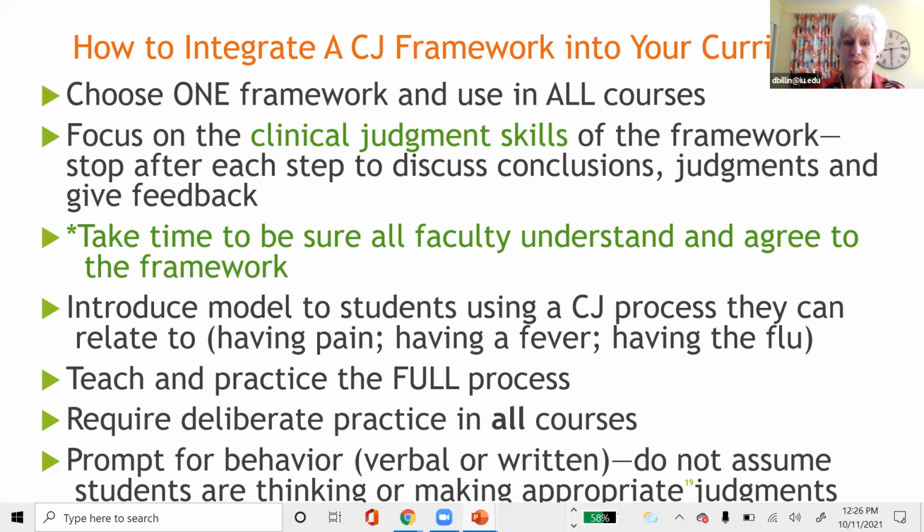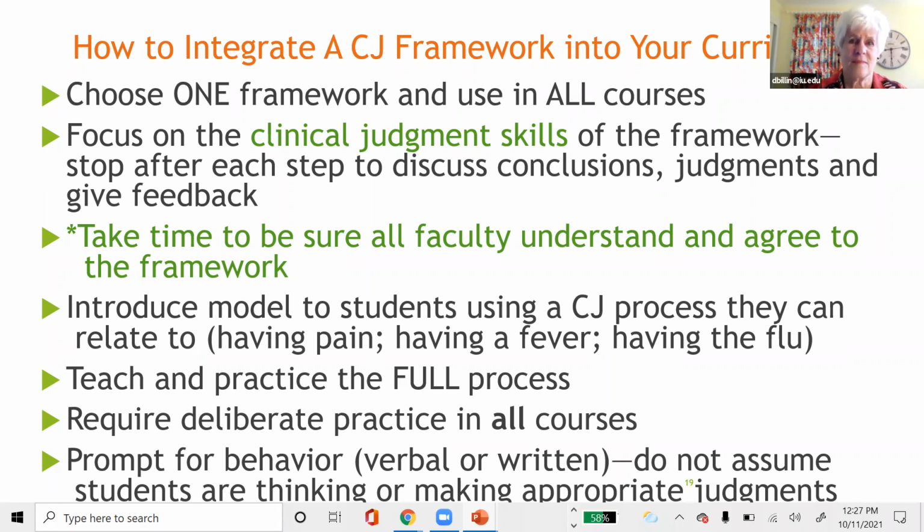I'm sure most of your students have had pain or had a fever, or anything else that they could relate to and work through the process. And then I've heard faculty talk about using these models. You can also back up and use just a practical model, like choosing what to wear on any given day. You go through a judgment process there. Maybe that's something the students can relate to, but you want them to understand something that they can use here at the very beginning.